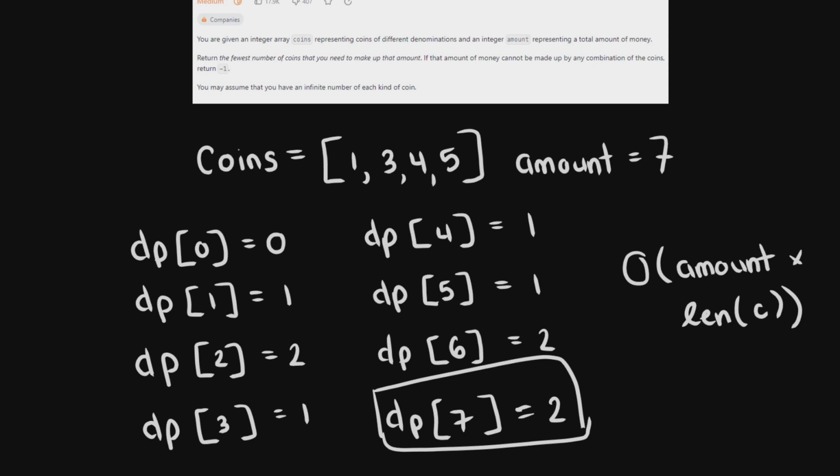So the space complexity is going to be big O of amount, since we have a dp array going to amount plus 1, so we start at 0 and we go to amount. So this is going to be a space complexity of big O of amount. So with that being said, we can go ahead and write the code for this algorithm.